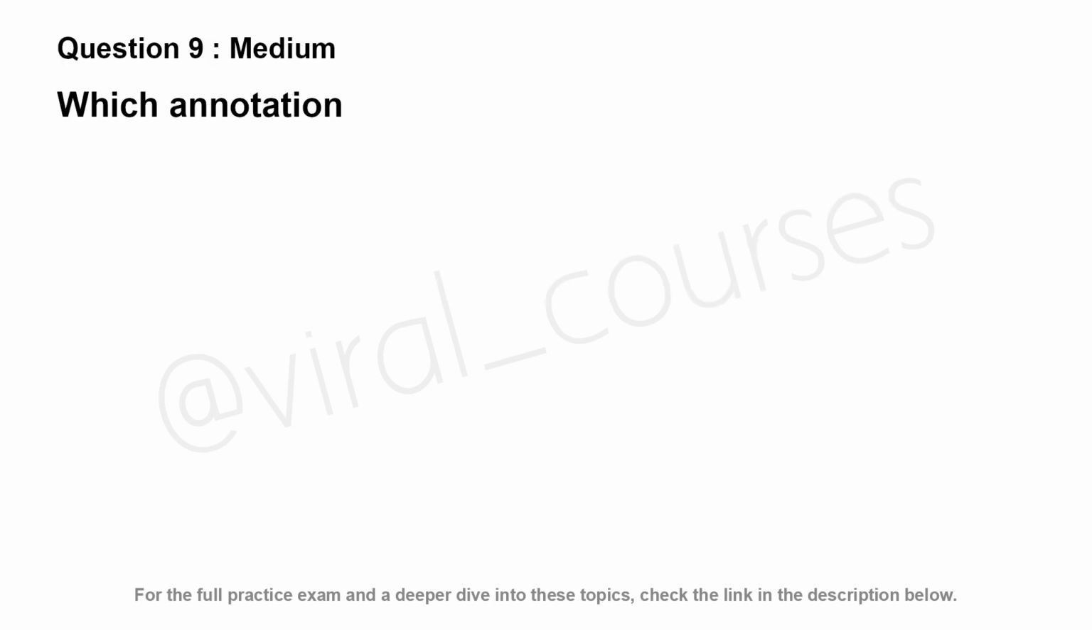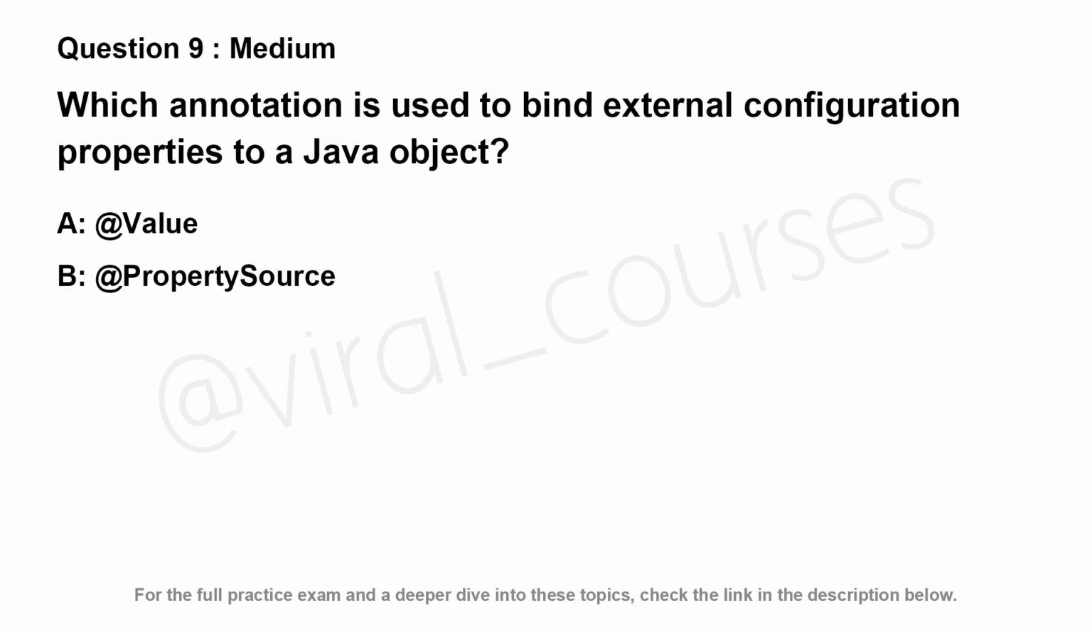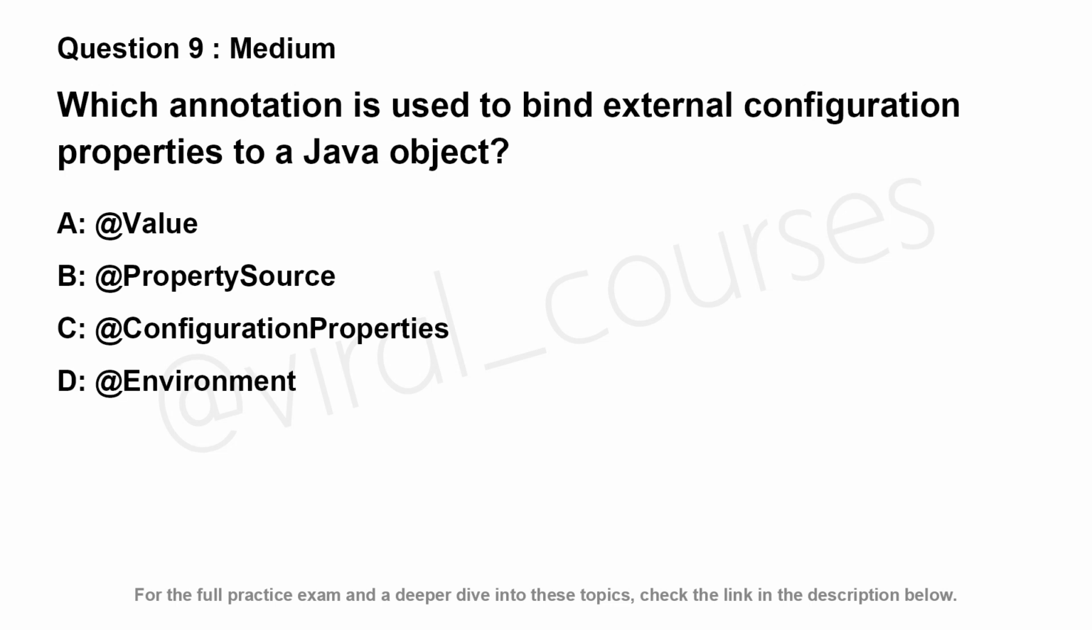Which annotation is used to bind external configuration properties to a Java object? Option A. @Value. Option B. @PropertySource. Option C. @ConfigurationProperties. Option D. @Environment.